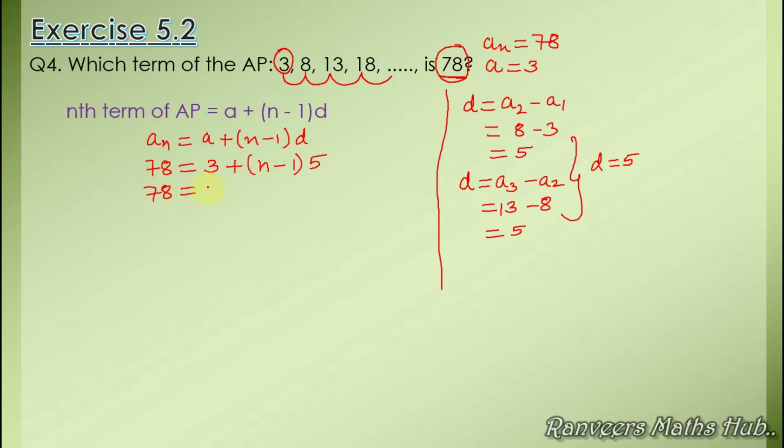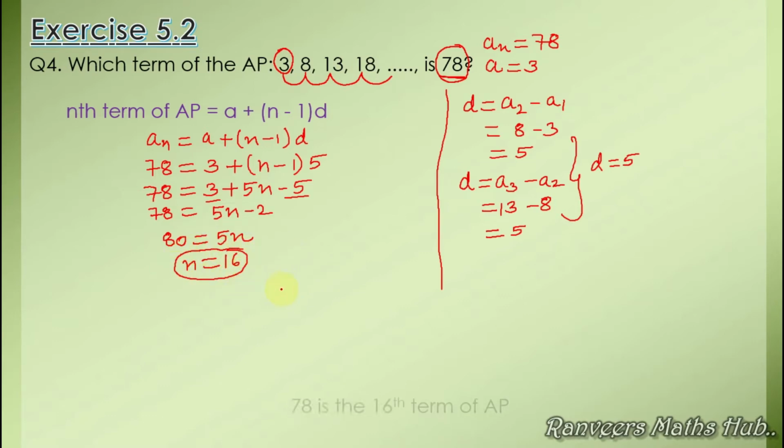So 78 which is equal to 3 plus, now multiply with this 5 to this bracket, it will become 5n minus 5. Okay, so 78 which is equal to, now this plus 3 and minus 5 will become what? Minus 2. So 5n minus 2. So we have to find the value of n. So I will shift this minus 2 to LHS. So what it will become? 80, which is equal to 5 times of n. So what will be the value of n? n will be 16. 80 divided by 5, that is 16. So what will be the final answer? 78 is the 16th term of this arithmetic progression.